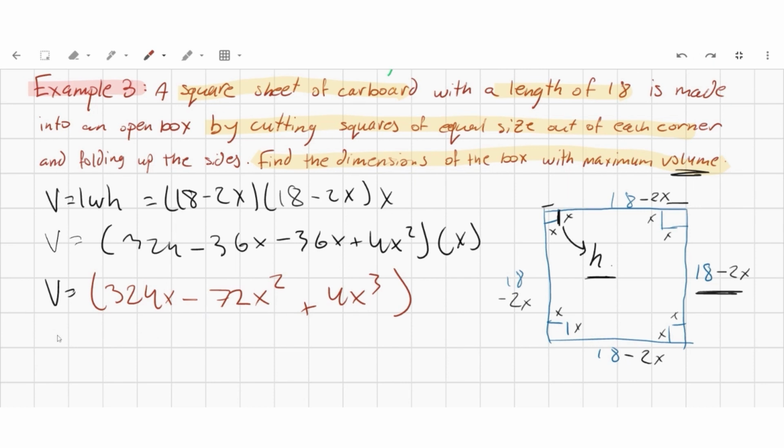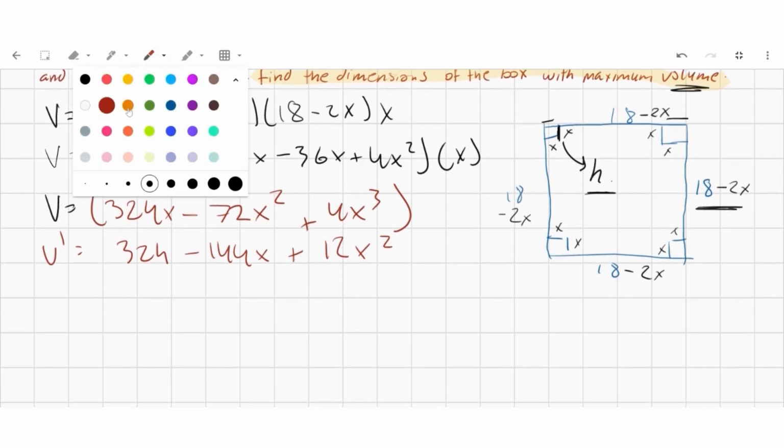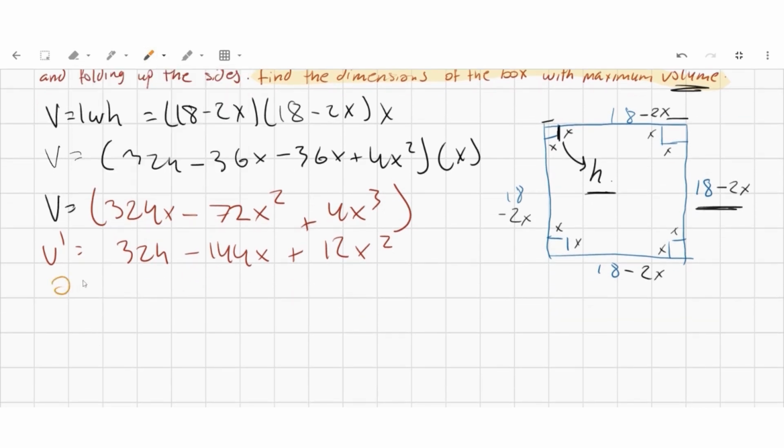After that, we're going to be finding v prime. So v prime is going to be equal to 324 times 1, minus 72 multiplied by 2. It's going to be 144, minus 1 from the power, it's going to be x, plus 4 times 3 is 12, x, minus 1 from the power, squared. Once we have this value, again, we're setting it to 0. So 0 is equal to 324 minus 144x plus 12x squared.